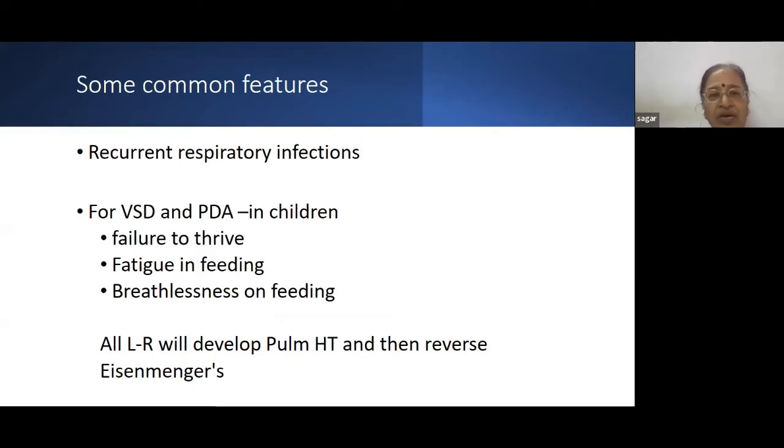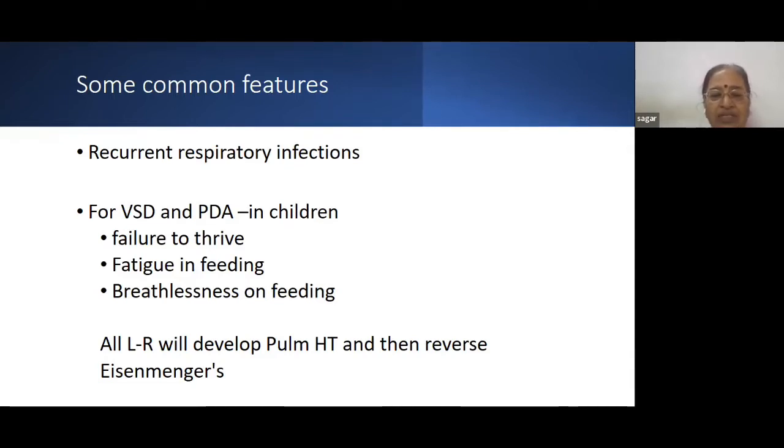The common features are that all of them will cause pulmonary congestion. So there are recurrent respiratory infections, especially in children. And in the two shunts that occur in children, VSD and PDA, they can also have failure to thrive, fatigue during feeding, breathlessness on feeding, sweating on feeding. These are the complaints that mothers bring their children with. And recurrent respiratory infections can come through schooling and adolescence, etc.